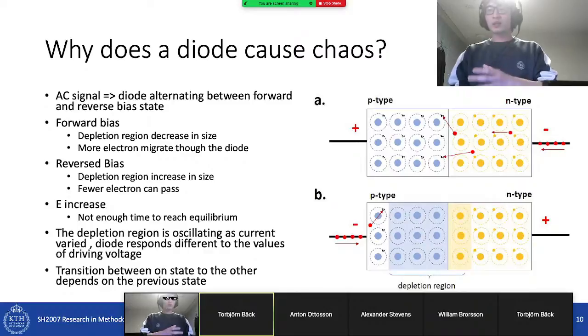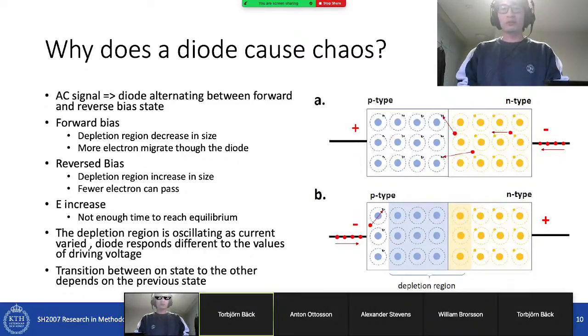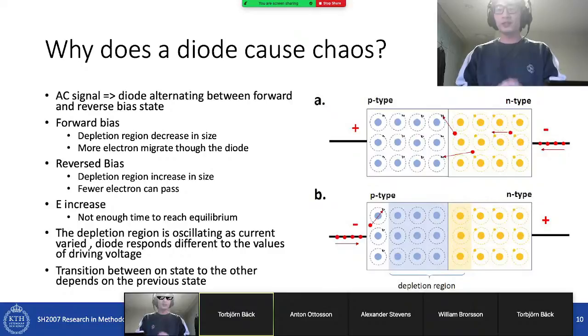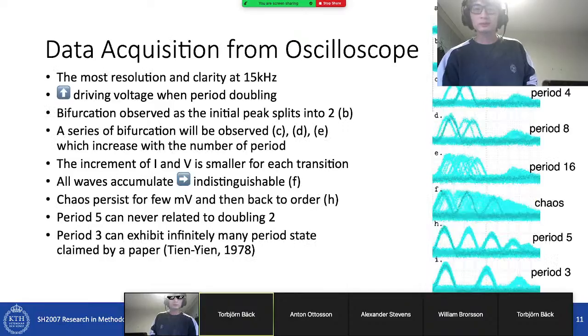So the reverse current is unable to reach equilibrium before the forward bias, and the E field increases. So the next cycle will depend upon the previous cycle. That's why we have this chaotic behavior depending on the initial condition.